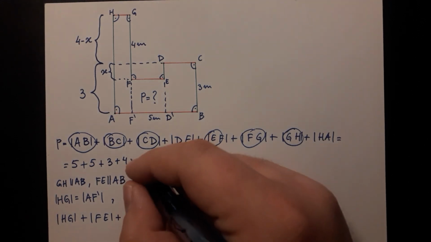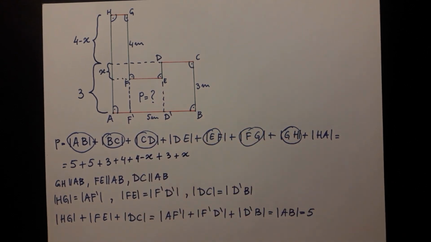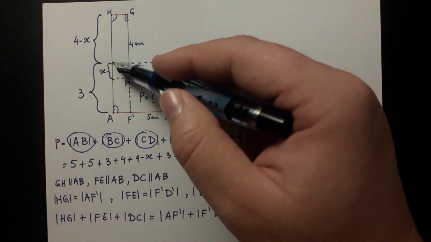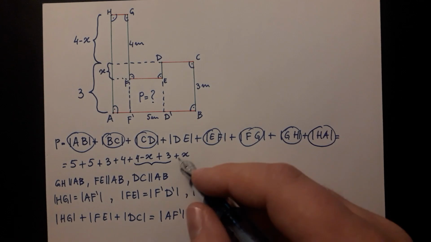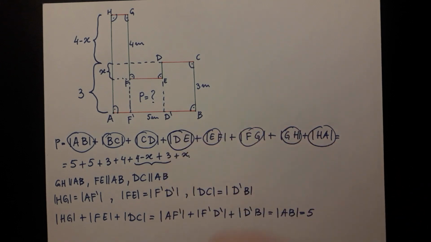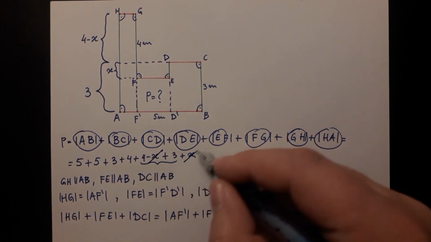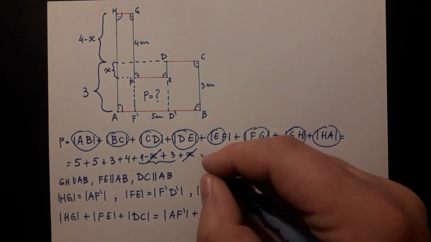So we have plus 4 minus X and plus 3 plus X. So HA is equal to 4 minus X plus 3, which is this part right here. And plus X, that is the part DE on the picture right here. So these are the vertical sides. And the great thing is that we have minus X and plus X, which are going to cancel out. And now let's just do the adding and find the perimeter.